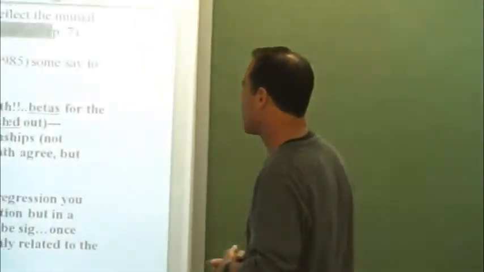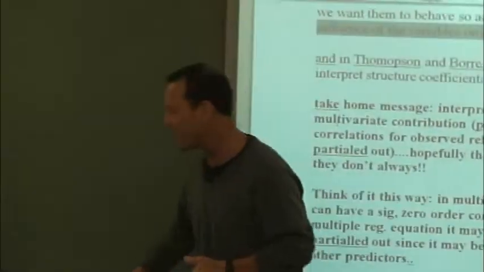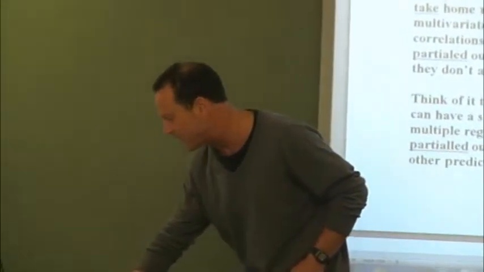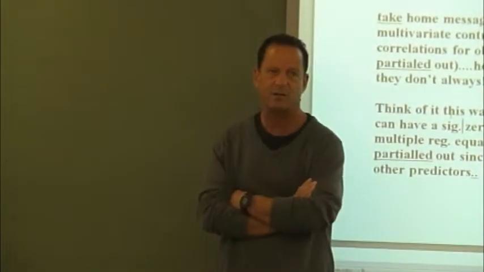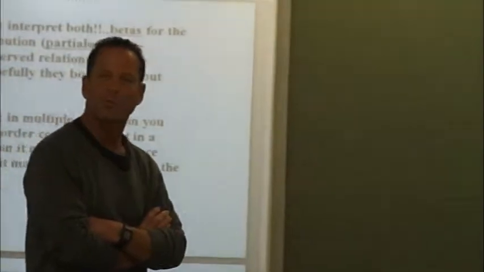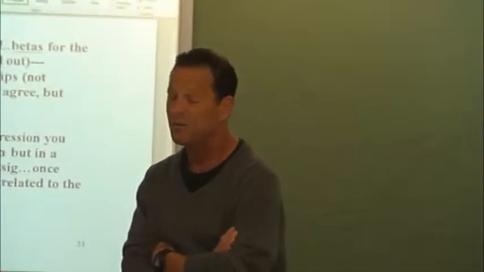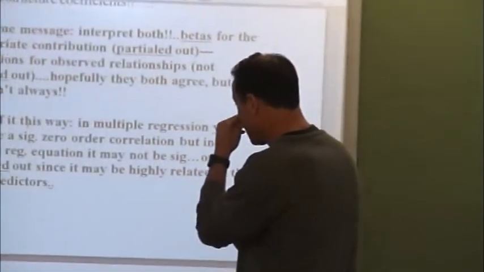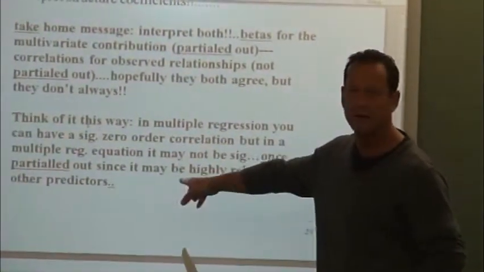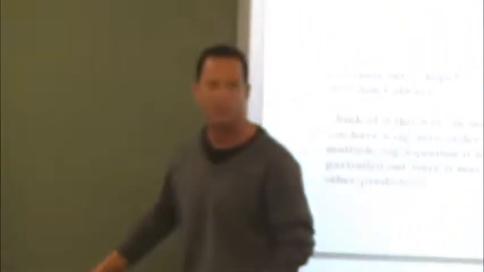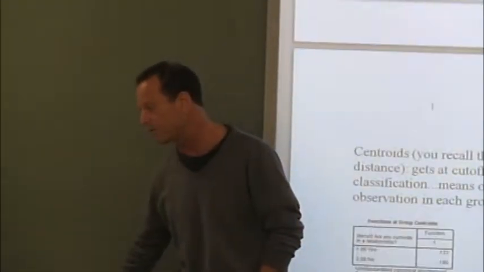Think of it this way. In multiple regression, you can have a significant zero-order correlation, right, everybody? But in a multiple regression, is there a chance it won't be significant? Is it possible that organizational commitment might have a nice correlation with leadership style, but in a multiple regression all of a sudden it becomes not significant because of the what? Multicollinearity with the other predictors. So all the stuff we learned from multiple regression applies to multivariate, to all these multivariate models.